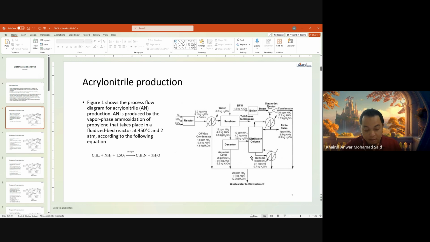So this is the acrylonitrile one. This is based on the Manan 2004 paper that I just showed you.